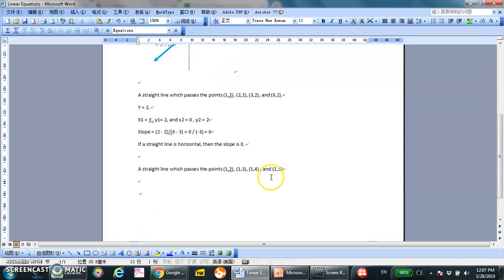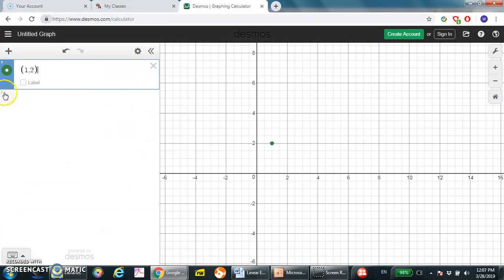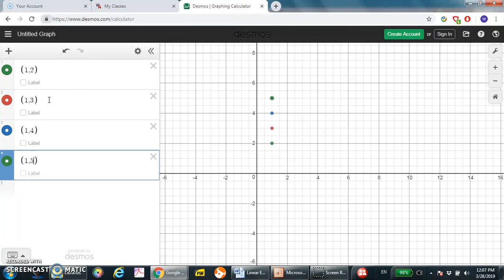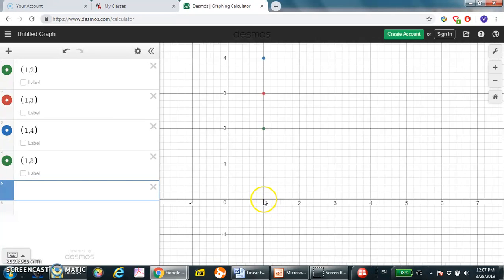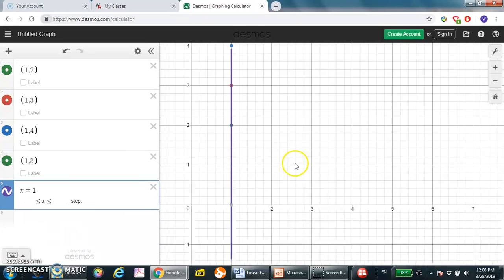Okay, now let's take a look at another example. This time, this straight line passes through the points 1, 2, 1, 3, 1, 4, and 1, 5. By connecting these 4 points, we will generate a vertical line, and this vertical line passes through the number 1 on the x-axis. So the equation of this vertical line is x equals 1.